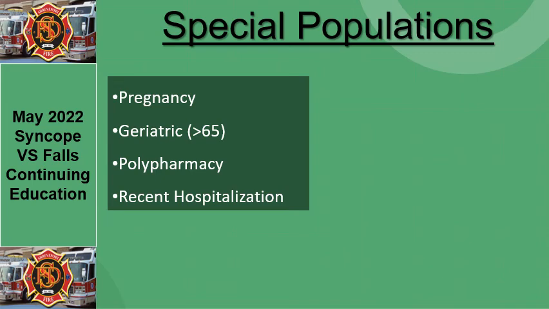The final one is recent hospitalization. If they've been hospitalized within the past 15 to 30 days, this is also a higher risk population. We don't know if they have an infection from the hospital, or if they're having some consequences of medications that were put on. So again, these patients need a higher index of suspicion that something else is going on with them. So let's watch a video real quick.